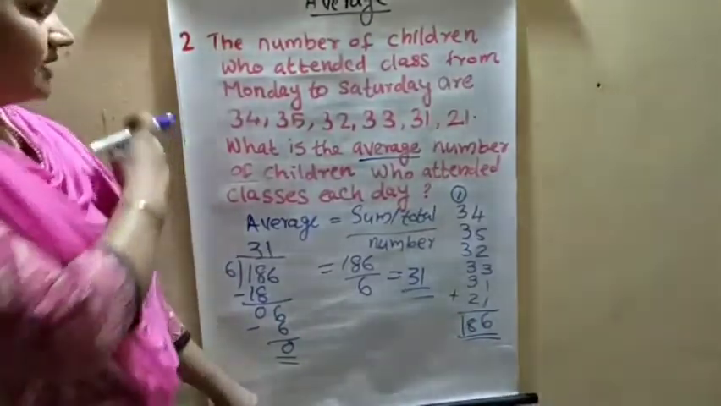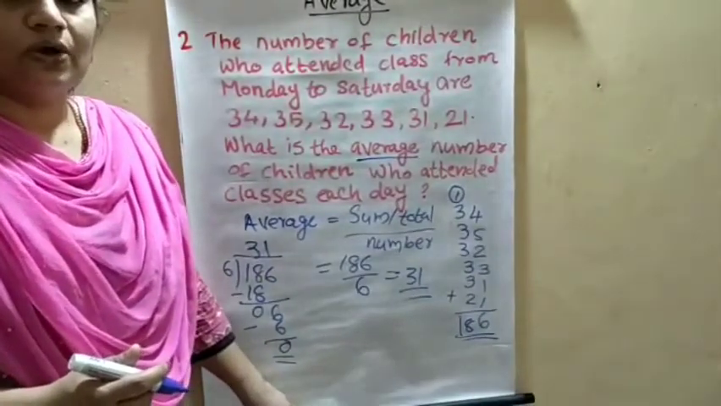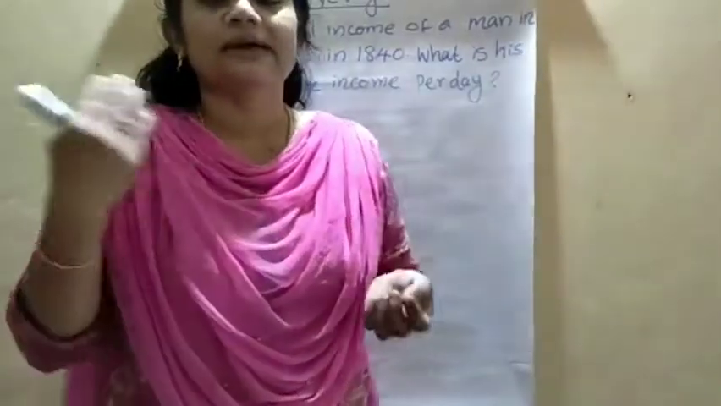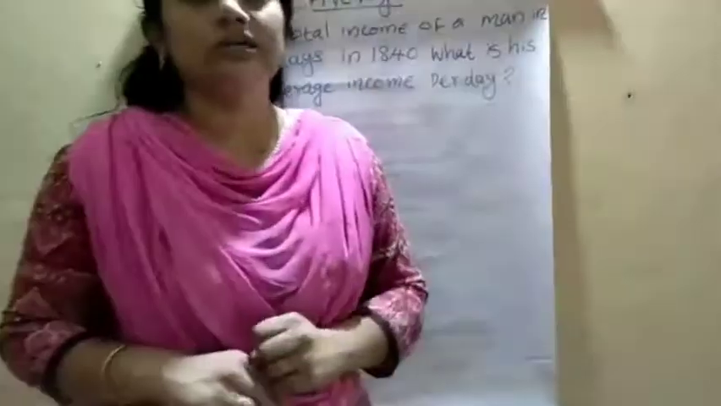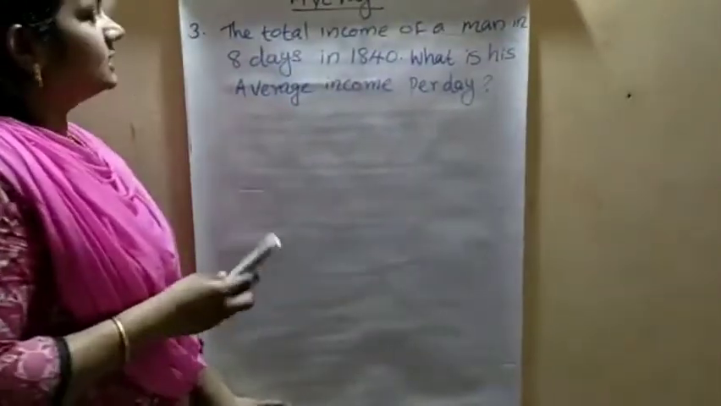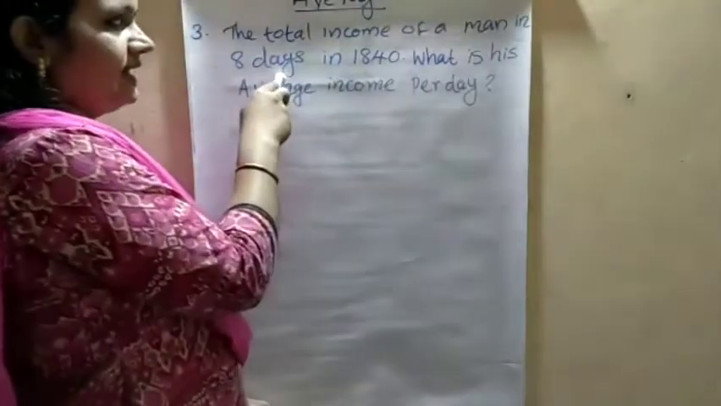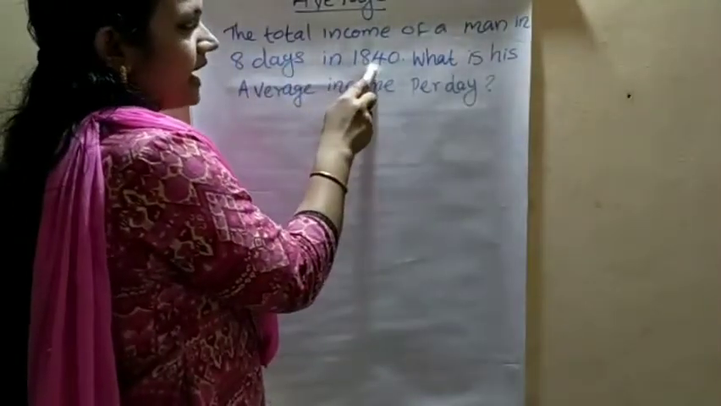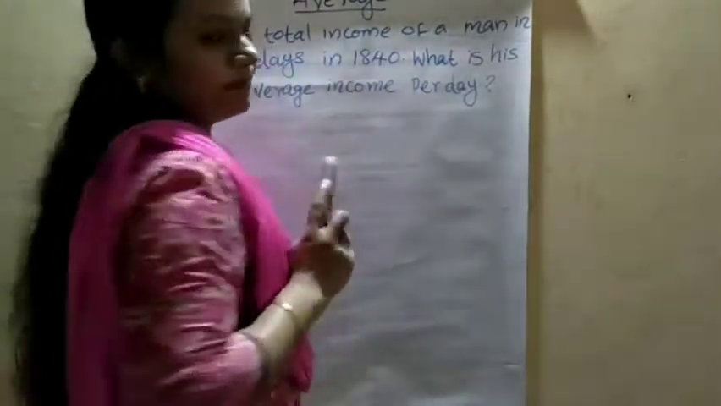I hope you all understood these two problems. Okay children. Now we are discussing the problem of average. Then we are going to start our third question. The total income of a man in 8 days is 1840. What is his average income per day?